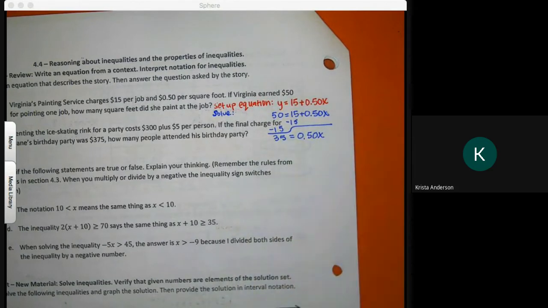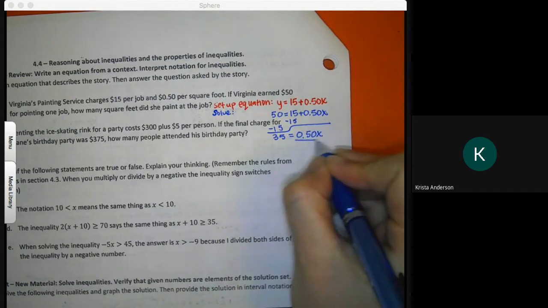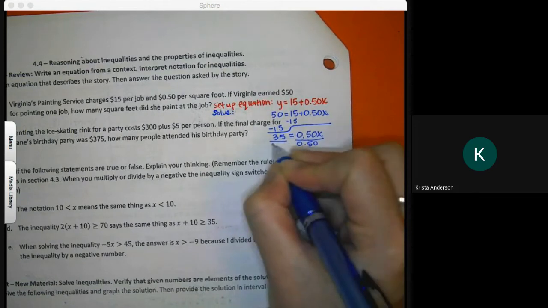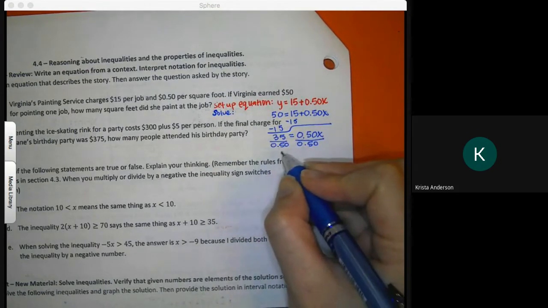How do I get the 50 cents to let go of the x and go over with the 35? I have to undo it. Right now they're close together, that means they're being multiplied. So rather than multiplying, I'm going to undo by dividing. That gives me that x is 70.